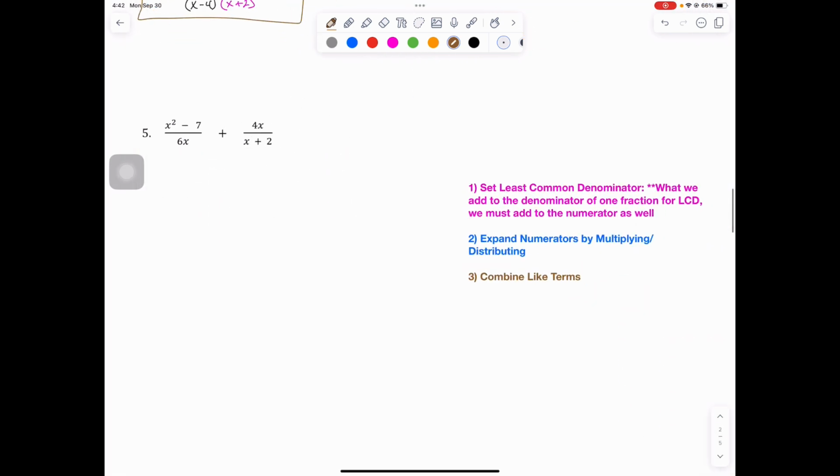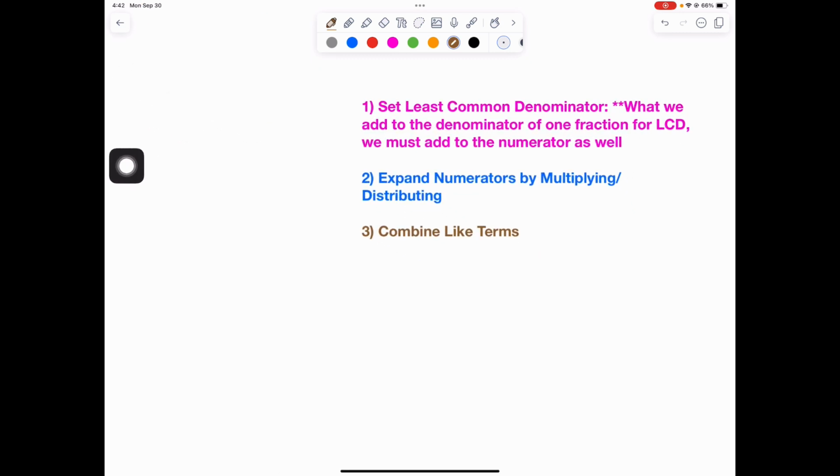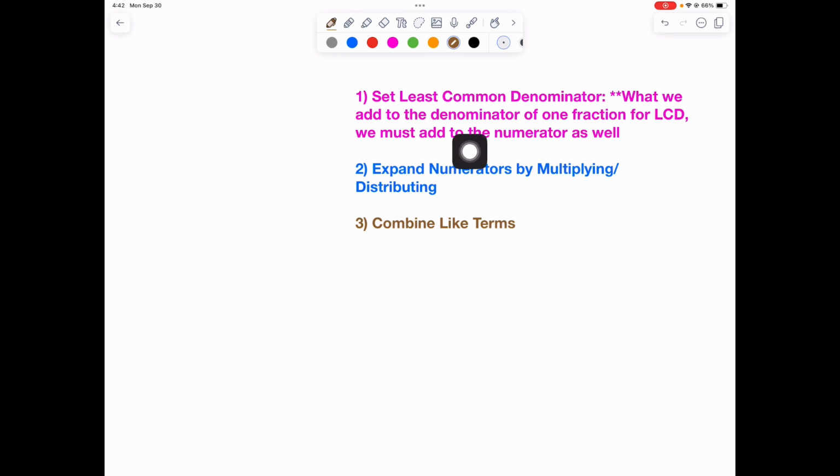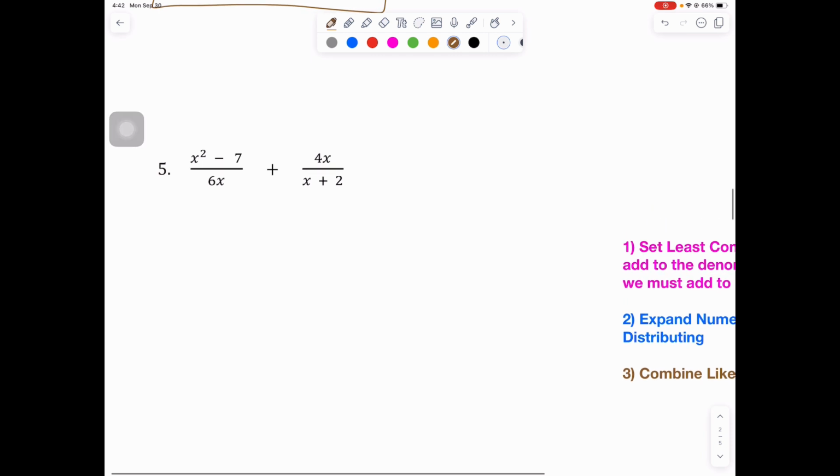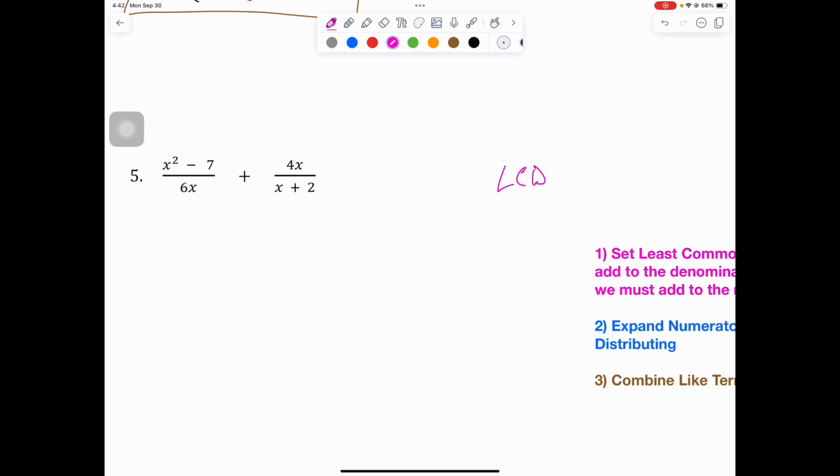Truly, not bad. Adding and subtracting, we need to find that least common denominator. So again, step 1, set least common denominator. What we add to the denominator of one fraction for LCD, we must add to the numerator as well to keep that Libra-type balance. Let's go ahead and take a look at that. And we will write our LCD the exact same way. LCD equals, well, 6x and x plus 2. Now we will rewrite this and begin from there.